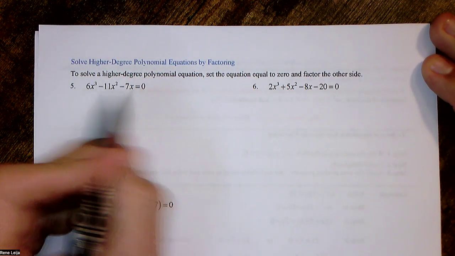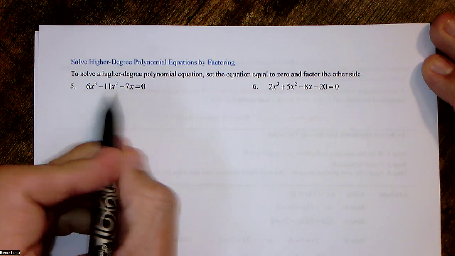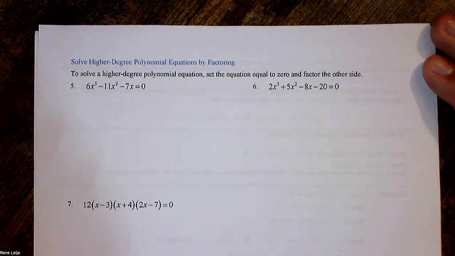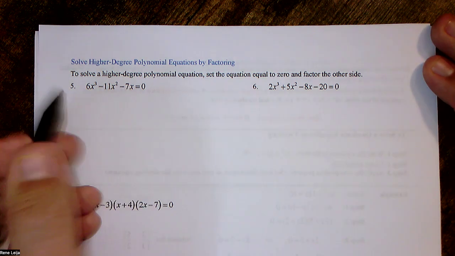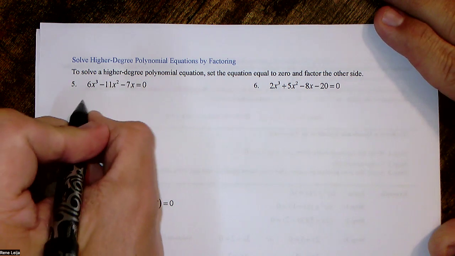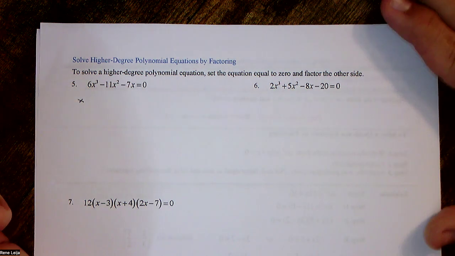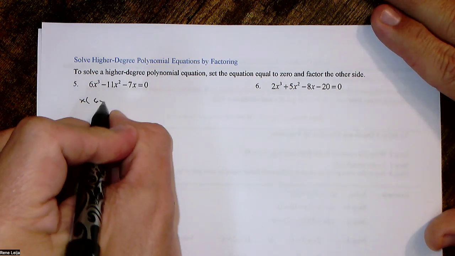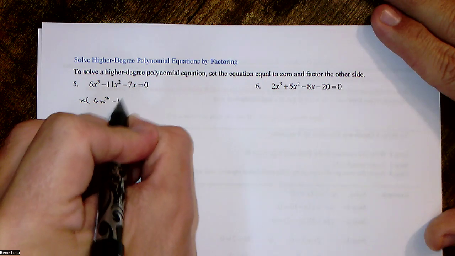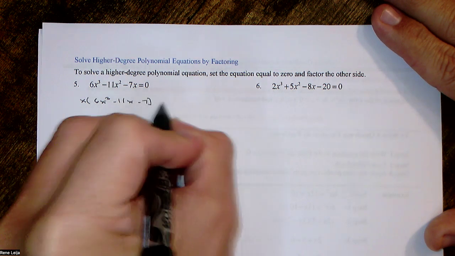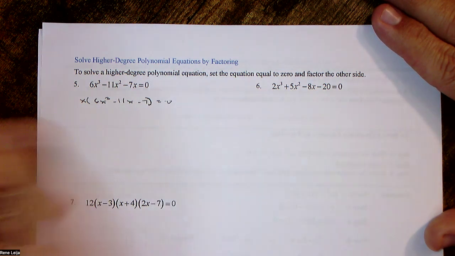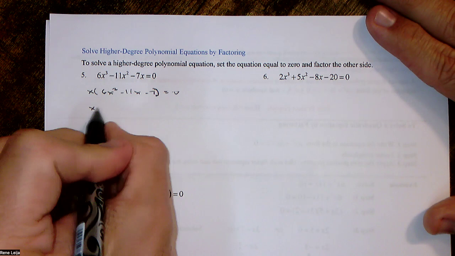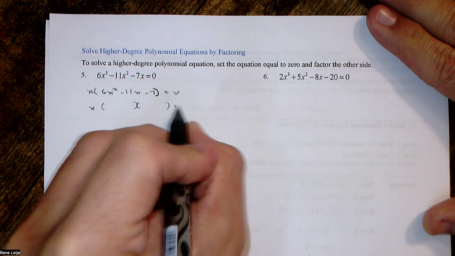I look at all 3 of these and I notice they all have an x. 6, 11, and 7. Nothing in common, so I can't take a number out, but they all have an x. So I'm going to factor that out. And this is a degree 3. This isn't a quadratic. But when I factor this out, I get 6x squared minus 11x minus 7 equals 0. And now look at what you have left inside. Now you've got a quadratic inside, which means we can factor this.